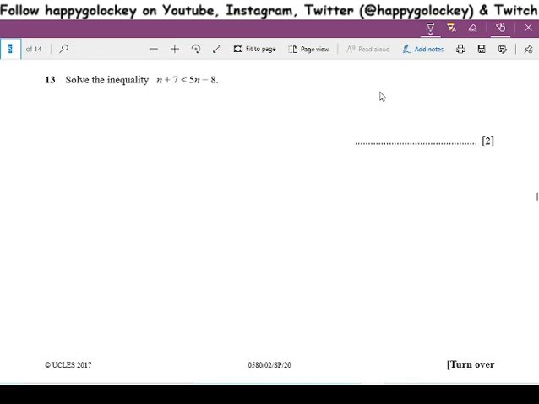Here's a question taken from paper 2, the extended version of the Cambridge iGCSE 2020 specimen paper. Question 13. Solve the inequality. n plus 7 is less than 5n minus 8. I think the main problem here is the terminology, understanding the difference between inequalities and equals. So have a look at the question, pause it, and then give it a go. And then we'll come back with the solutions in 5, 4, 3, 2, 1.